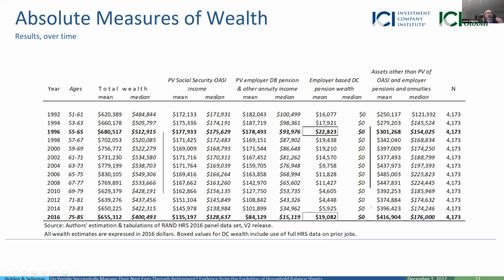Okay, so these are the absolute measures of wealth, and this is quite the table, I'm sure, but I want to emphasize the 1996 and the 2016 columns because, of course, this is where we've done our added wealth enhancement for the defined contribution pension wealth.